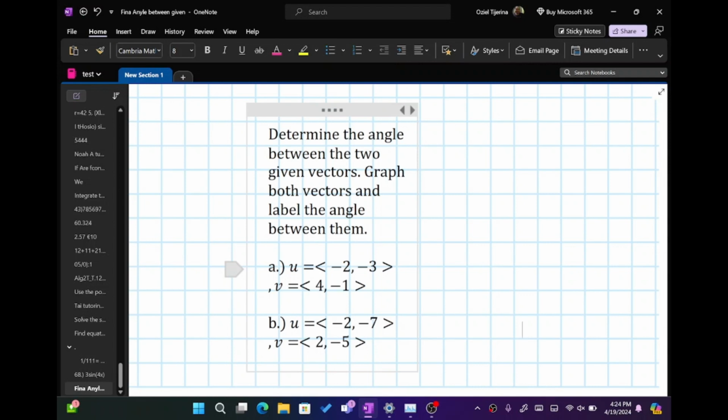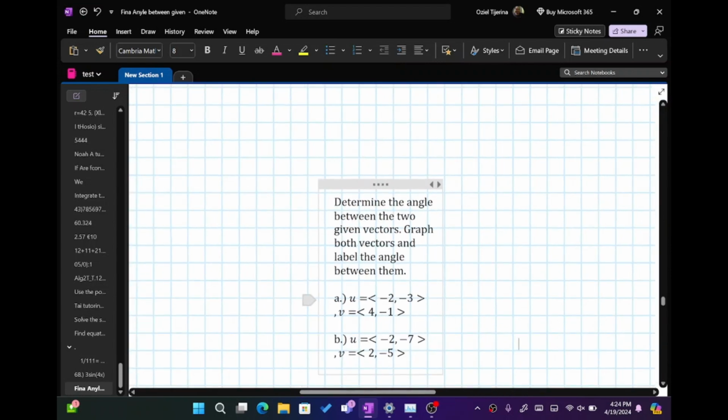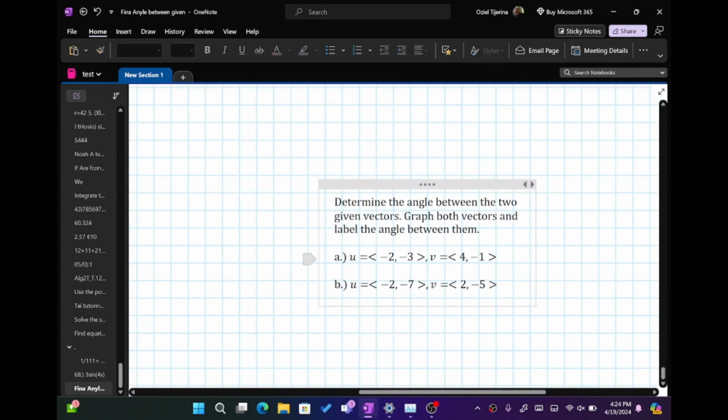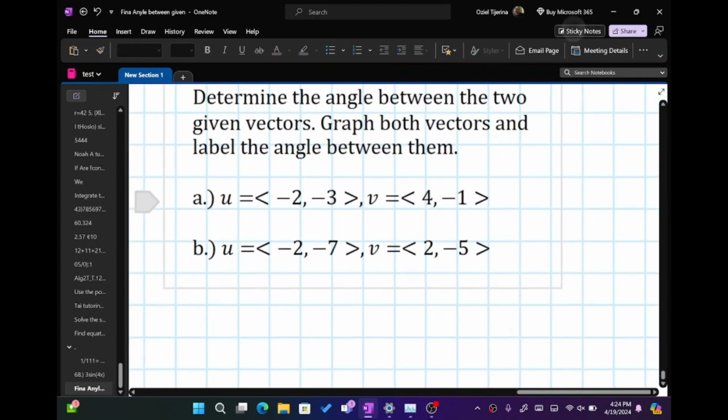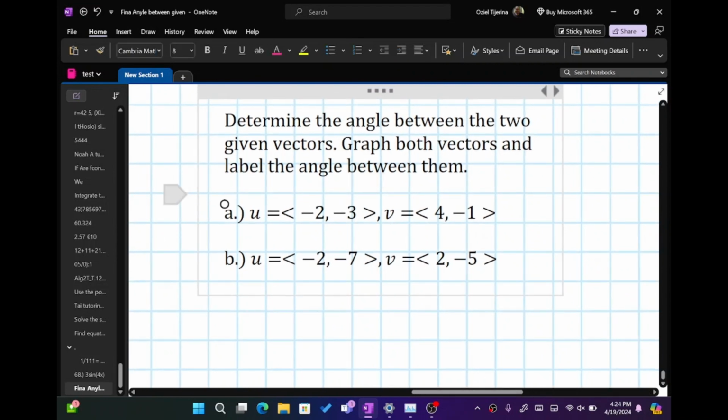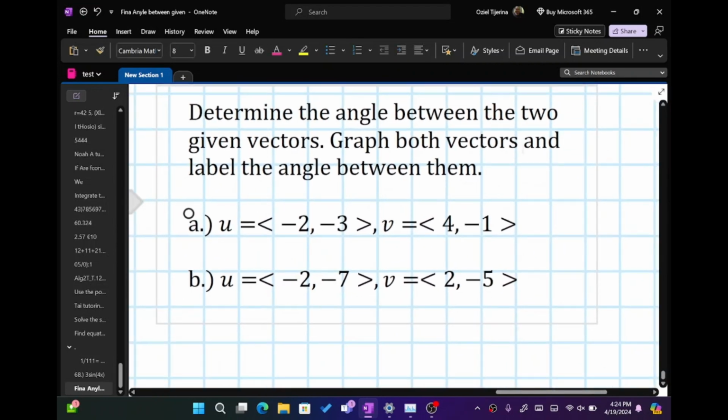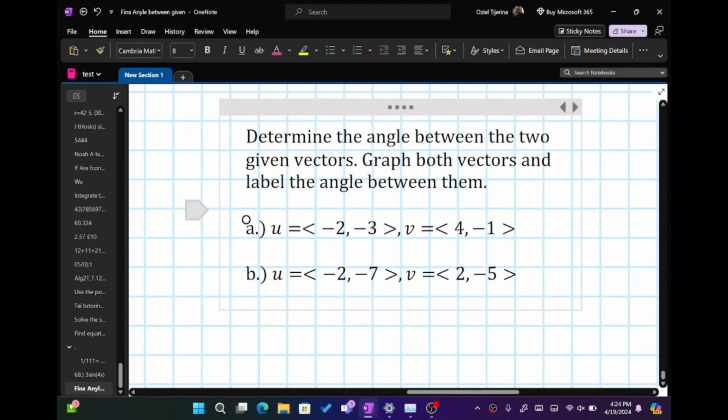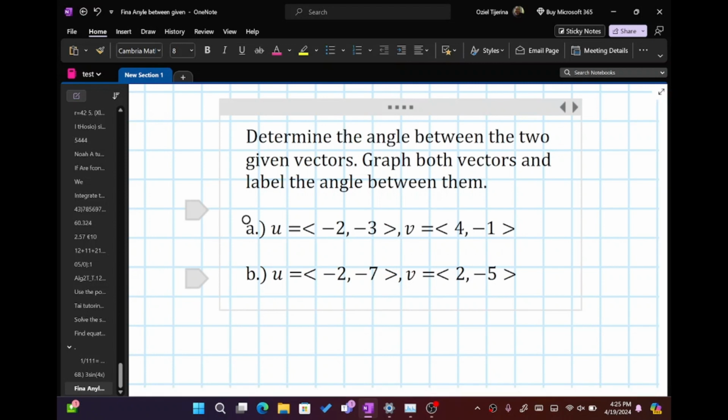So I wanted to go ahead and go over this problem. Now, this is about the angle between two vectors. We're going to do two of these problems. It says determine the angle between the two given vectors and then graph both vectors and label the angle between them. What I mean by graph it is literally draw it out on the coordinate plane.